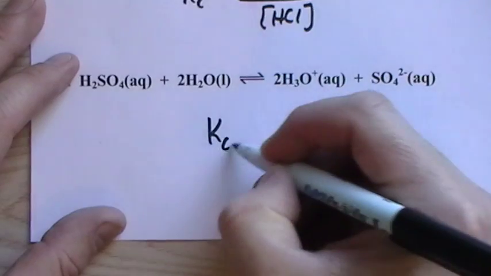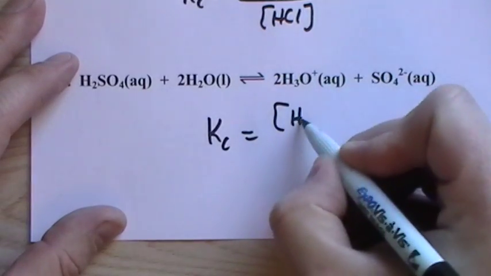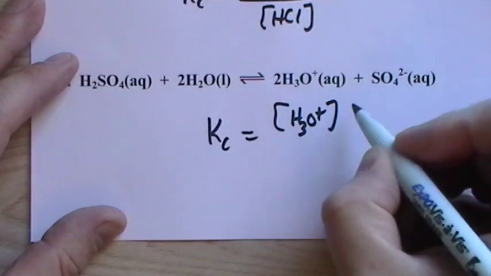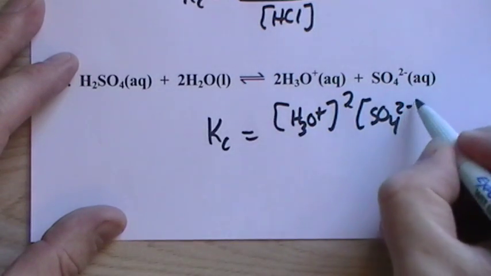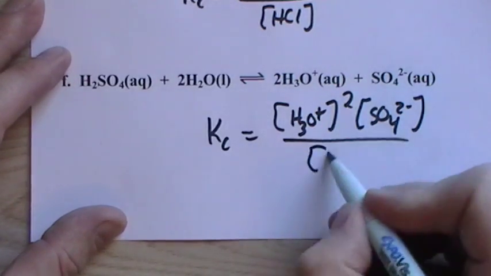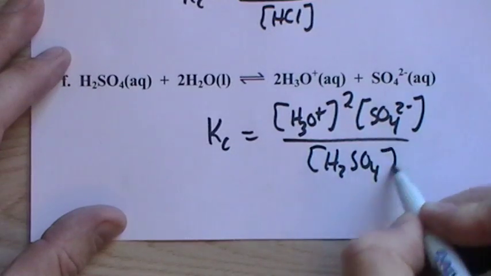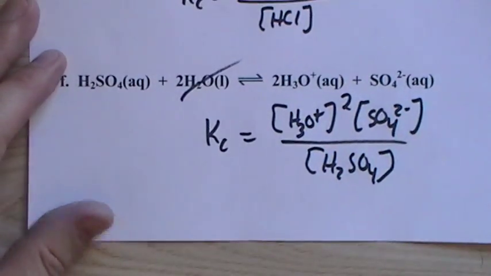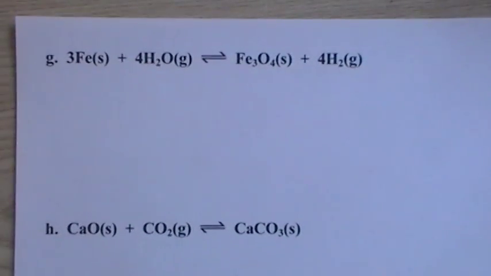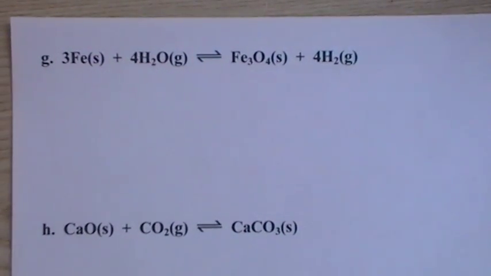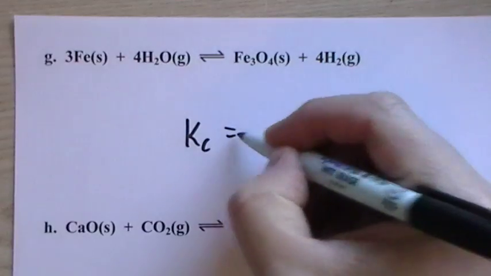For this one, Kc is H3O plus squared, got that 2 there, times SO4 2 minus over H2SO4. We leave off the liquid again. Okay, make sure I got everything right. I'm going to move pretty fast on these. You should be able to do these in your sleep by the time we get to the exam.